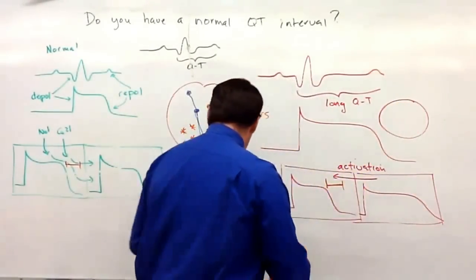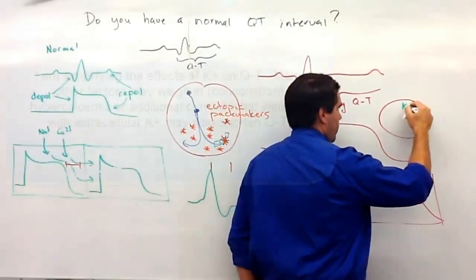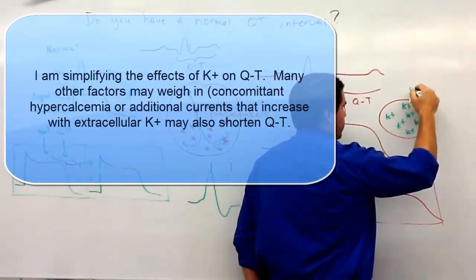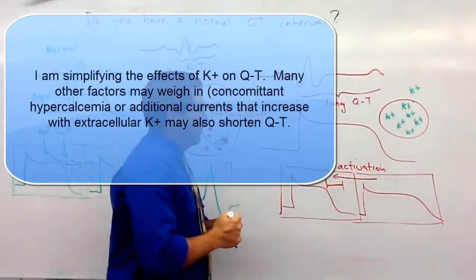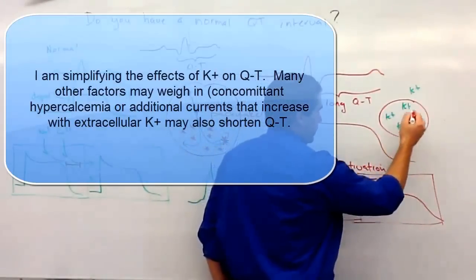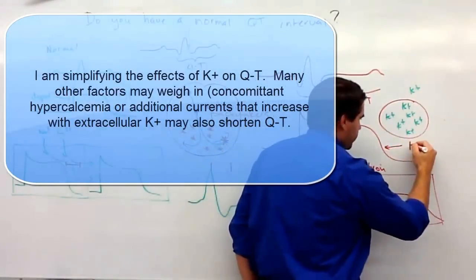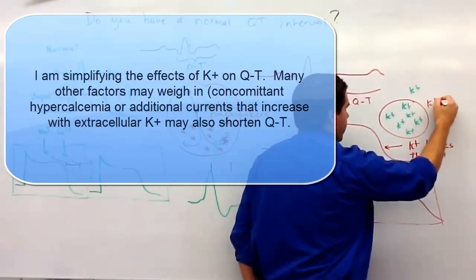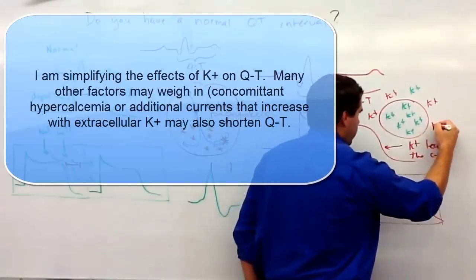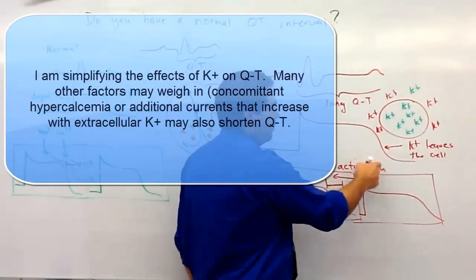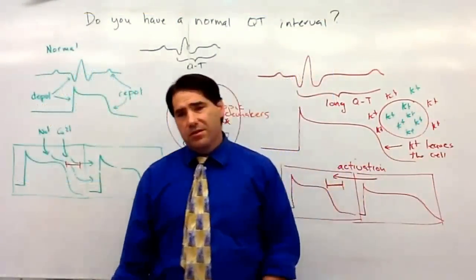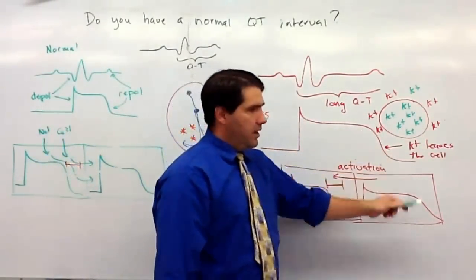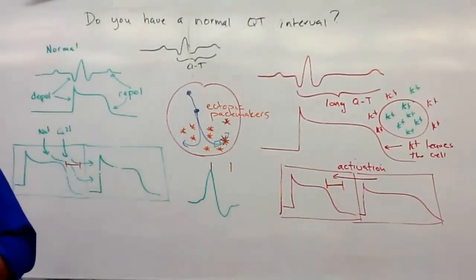The way you get there is in a normal cell. Potassium is on the inside, and some potassium is on the outside. And this repolarization phase requires potassium leaves the cell. All of a sudden you have hyperkalemia, which means more potassium. When it comes time to repolarize, potassium doesn't want to leave. It says there's already potassium out there. I don't have a diffusion gradient to leave. So it takes longer to leave. So that's what can extend the QT, is hyperkalemia.